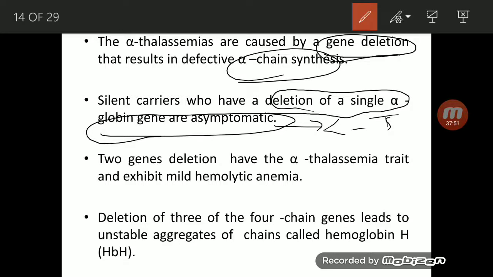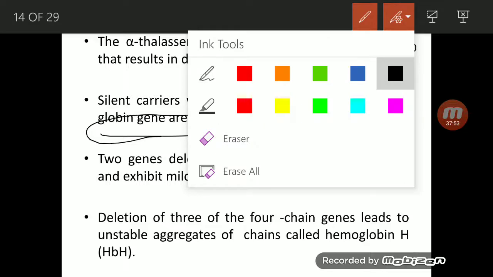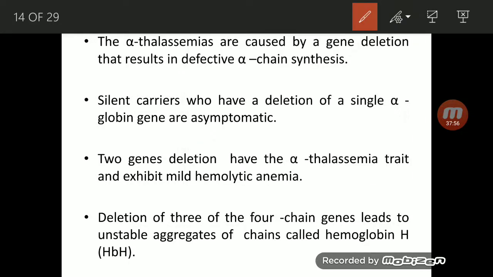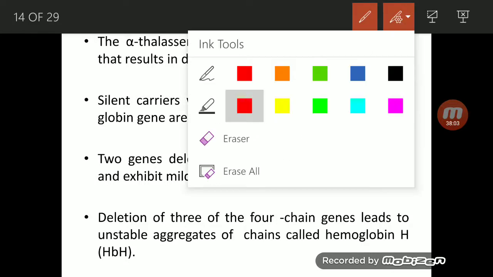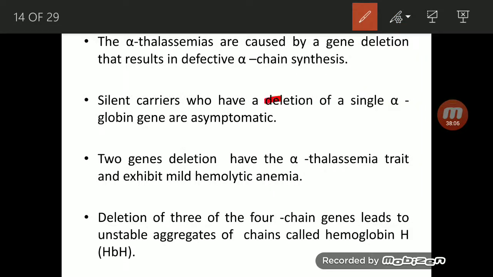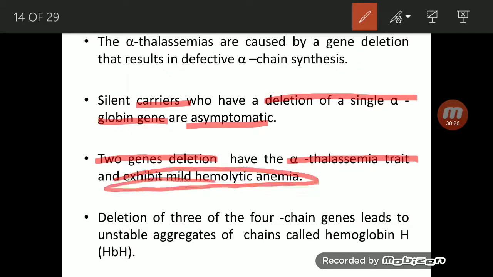Whereas whenever there is two gene deletion, I said two pairs of genes are present which code for your alpha globin chain. So if there is deletion of a single alpha globin gene, they are asymptomatic. They are only carriers. They do not show any symptoms of anemia at all. Whenever there is two gene deletion, you get your alpha thalassemia trait. They carry your trait and they exhibit mild hemolytic anemia.